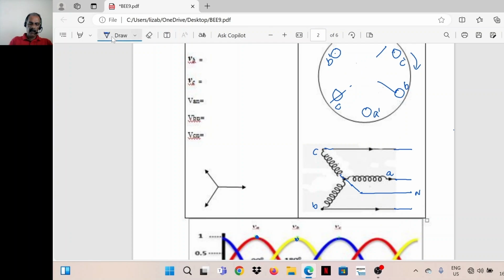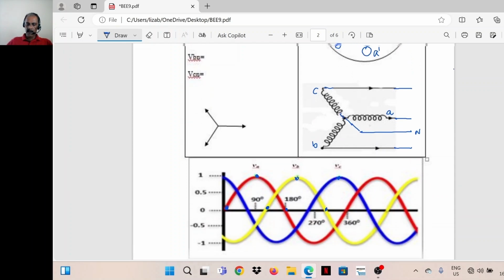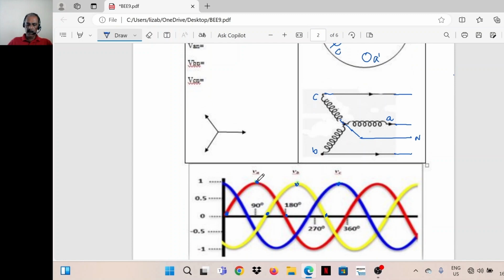When it comes along the axis of coil C dash, voltage in coil C will reach maximum. That means these three voltages are reaching their maximum not at the same instant.